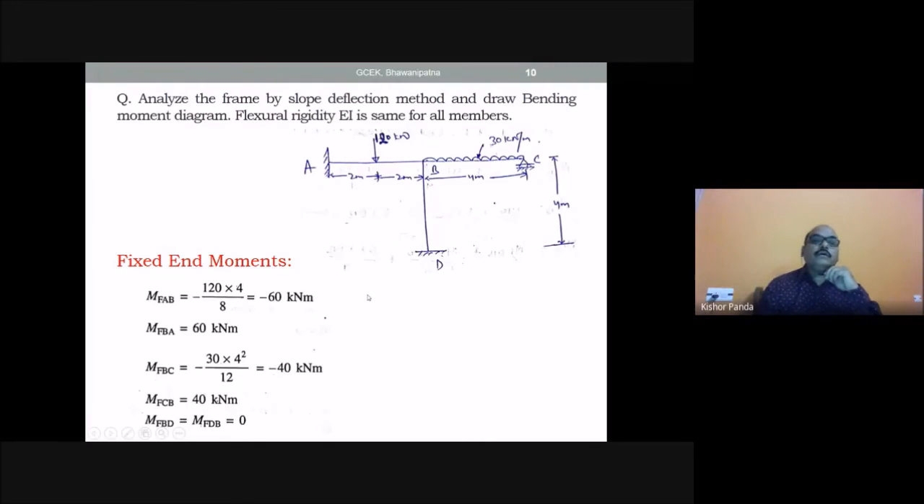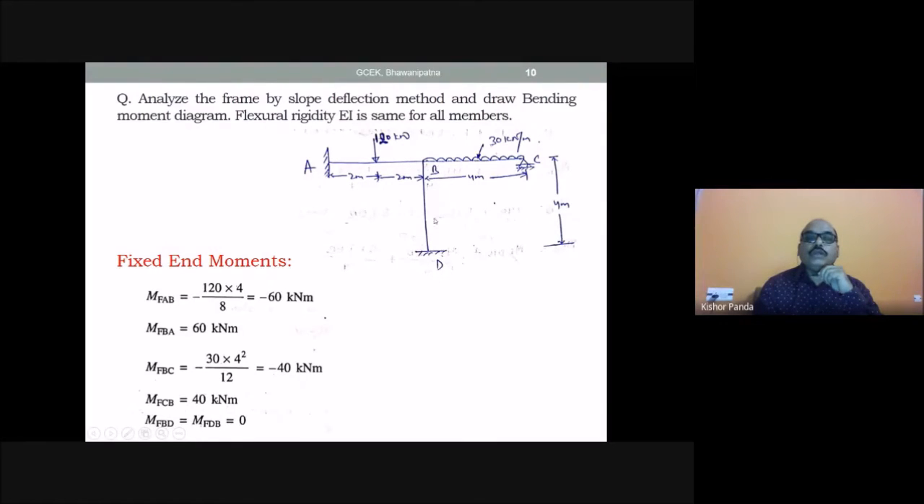Then coming to the next problem: analyze the frame by the slope deflection method and draw the bending moment diagram, and the flexural rigidity EI is the same for all members. Here this is A, B, C, and this is BD. End A is fixed, and end C is simply supported, and this is the vertical member BD.